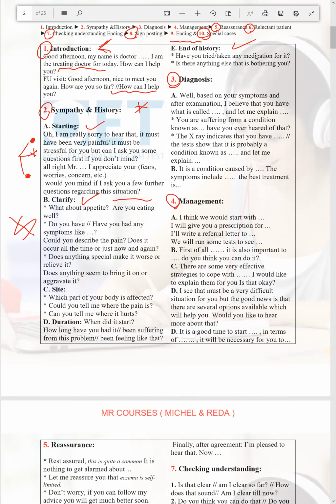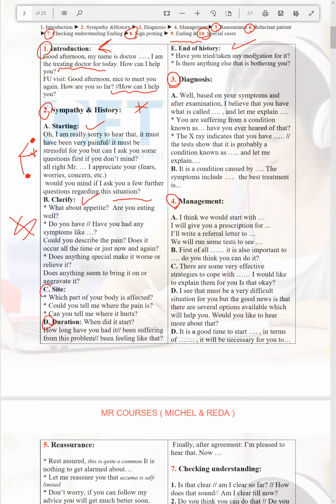Does anything special make it worse or relieve it? Site, onset, course, radiation, associated symptoms, and severity. How does it affect your daily routine? All of this about pain.